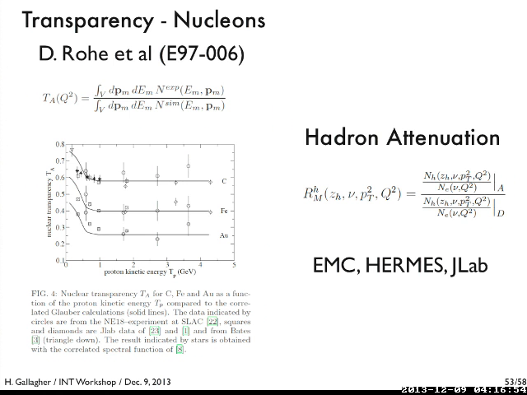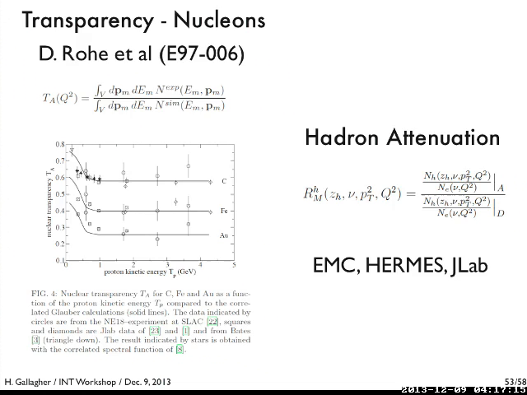Some of the data that we saw earlier was on hadron attenuation in nuclei, again, double ratios that make it easier to measure and to calculate. And these are ratios that can be bent any way you like in kinematics. It's been studied extensively in all those variables at a variety of labs.